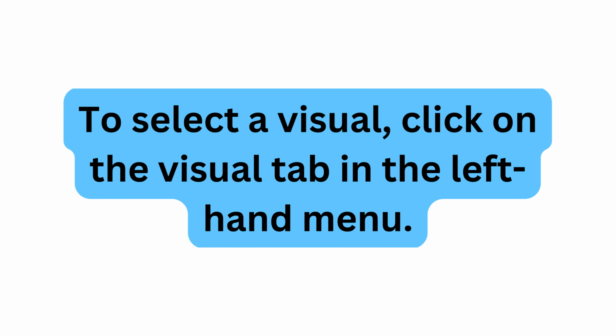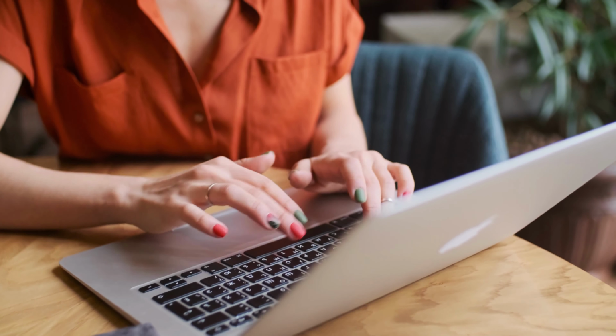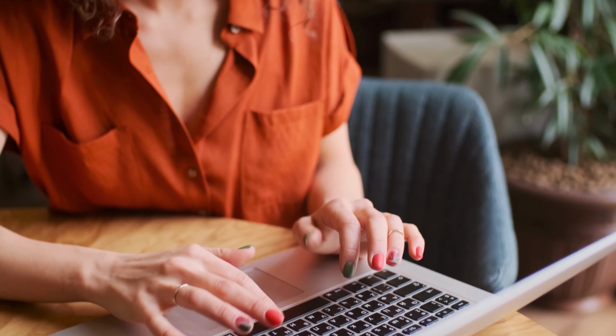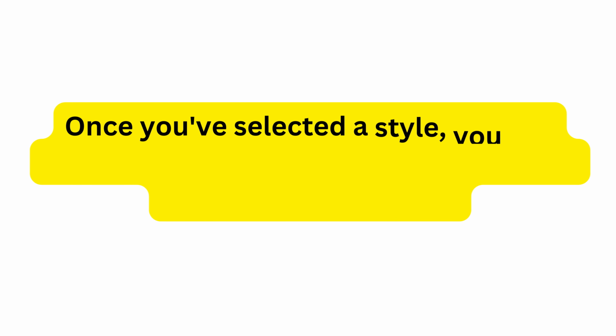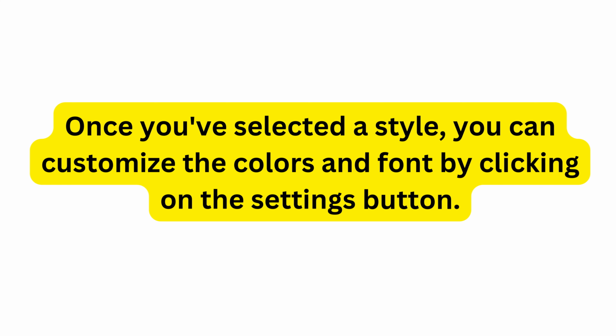To select a visual, click on the Visual tab in the left-hand menu. From there, you can browse through the different categories and select the style that best fits your content. Once you've selected a style, you can customize the colors and font by clicking on the Settings button.